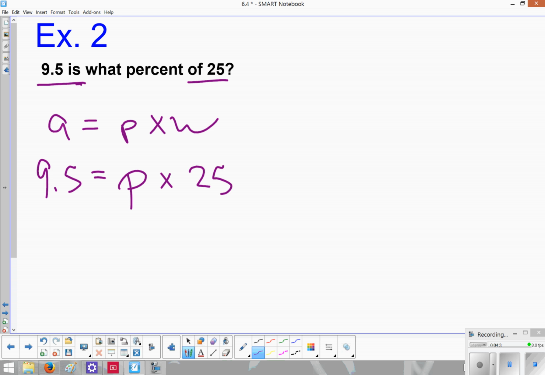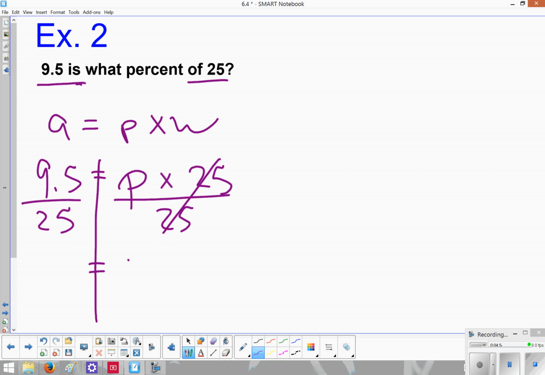So it's very important you know what A and P and W stand for. If you don't, go back to the beginning of this video to see what they stand for, and you need to make sure you memorize that, okay? All right, to solve for P, what are we going to do? We're going to get P by itself by dividing by 25. Why? Because the opposite of times is divide, and we want to do the inverse to get P by itself. So we're going to divide both sides by 25.